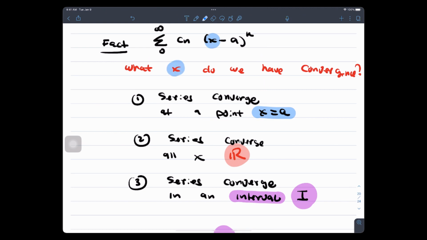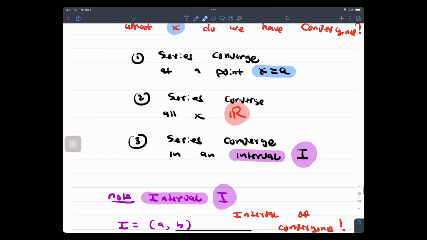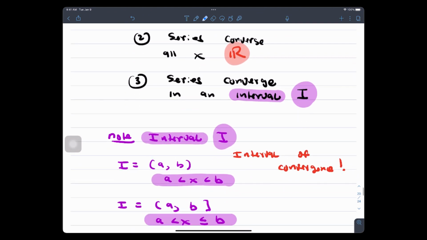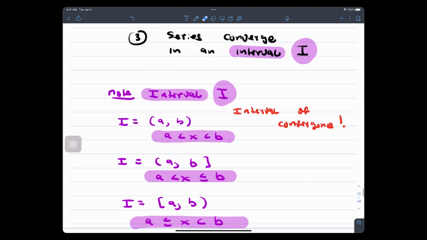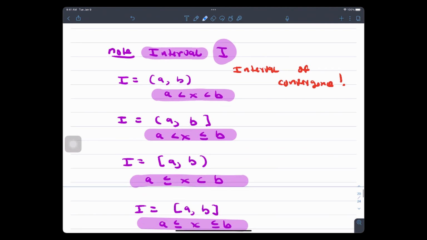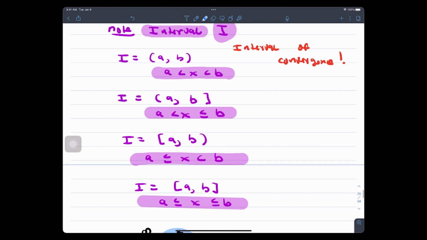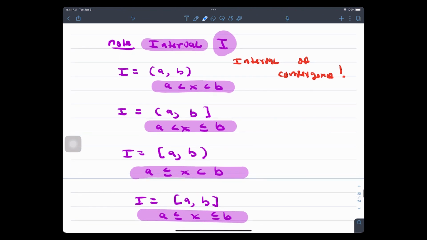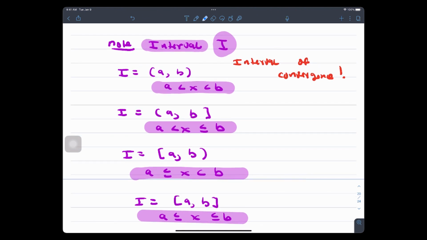So we already had a good start on that. And we showed that you can converge at a point, you can converge for all X, and you can converge over an interval. But the interval of convergence can have some open endpoints or closed endpoints or a combination. So we really want to look at this interval of convergence when there is an interval.